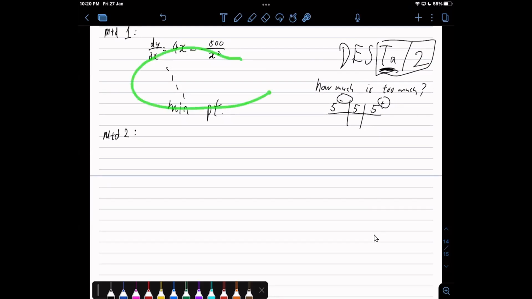In the table, you only had to deal with the first derivative. So now in method 2, you have to deal with the what derivative? Instead of the first, you deal with the second derivative. Carry on.